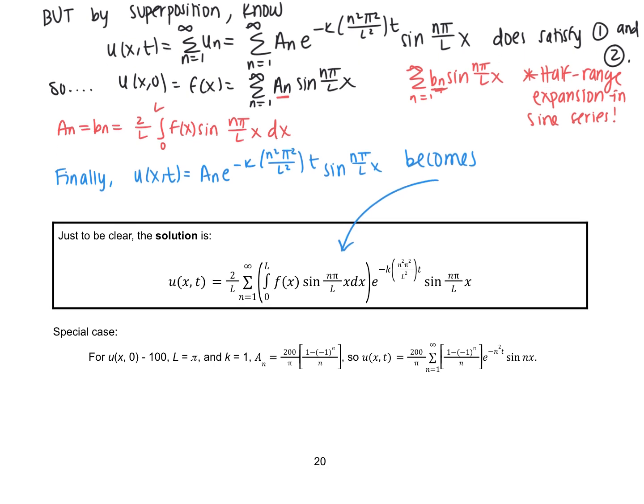There is a special case for us to just chat about real quick before we look at our first example. If we think of the special case where u of x,0 equals 100, and L is equal to pi and k is equal to 1. Okay, so what this is telling us is that our initial temperature, so at time 0, no matter the position, is 100. And if the length of the rod is pi and k is equal to 1, then you can verify this. a of n would be equal to this, so u of x,t is equal to that. Now, that's a fun fact.